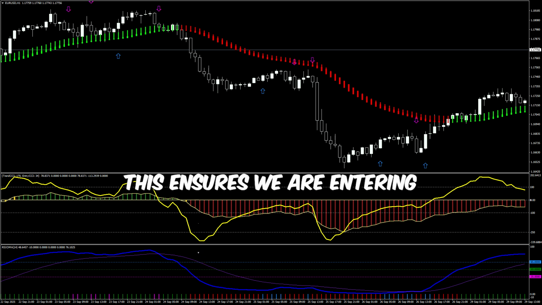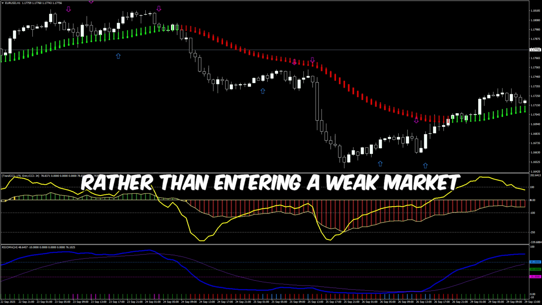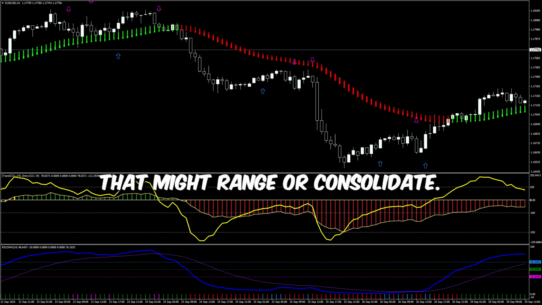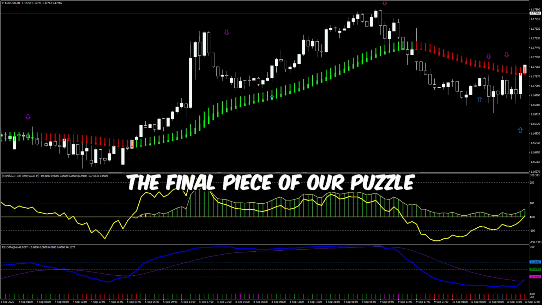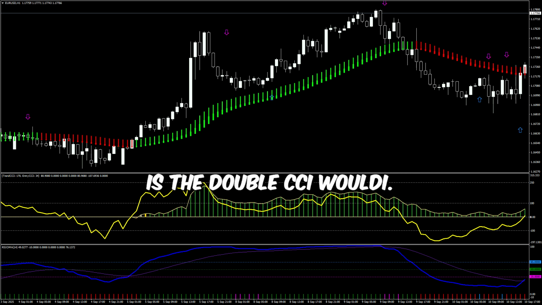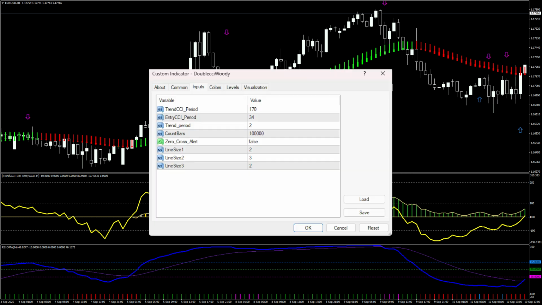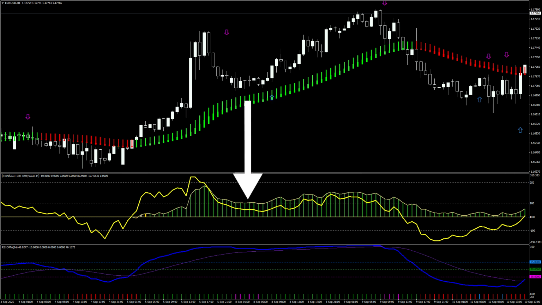This ensures we are entering when momentum is strong, rather than entering a weak market that might range or consolidate. The final piece of our puzzle is the double CCI Woody. We are also using this on its default settings. This indicator serves as our final confirmation filter.